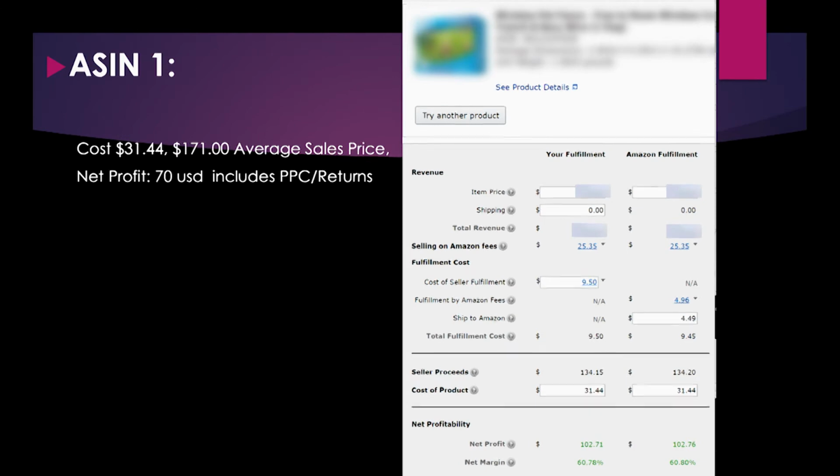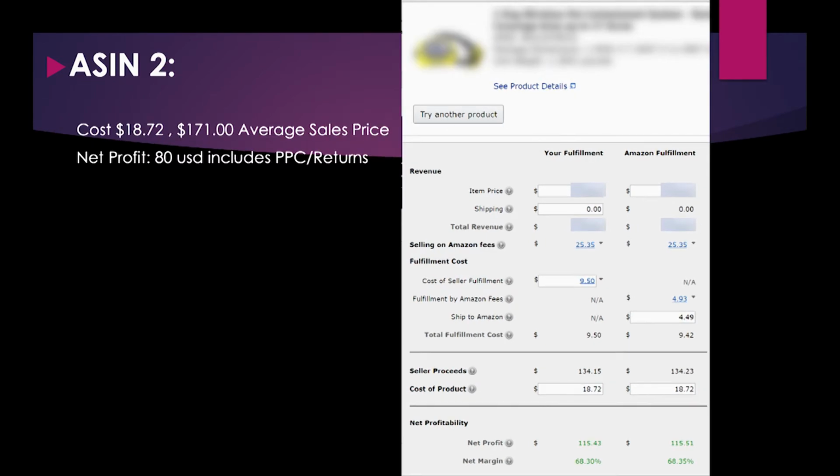So ASIN 1, it costs about $31. That's the cost. And we're selling at $171 on average, with a net profit of $70, which includes PPC and returns. And then the second ASIN actually is a lot cheaper. It's an $18 product, selling at $171 and $80 net profit, which includes PPC and returns.